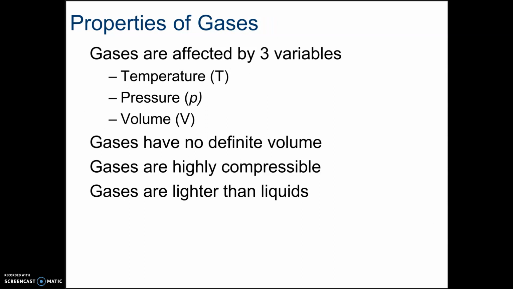Some properties of gases. Gases are affected by three variables: temperature, pressure, and volume. So unlike liquid that we dealt with in our systems, although liquid obviously can be affected by temperature, typically in systems with hydraulics, we don't usually account for it. But gases have no definite volume, which makes these problems a little bit different. Gases are also highly compressible, as liquids are not, and gases are lighter than liquids.